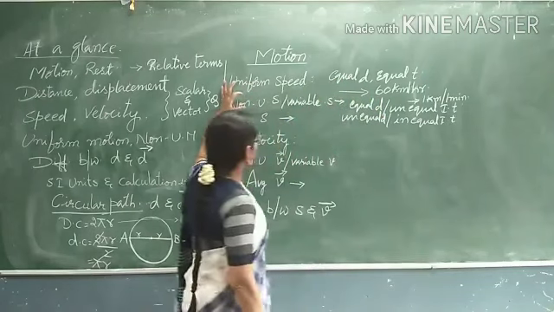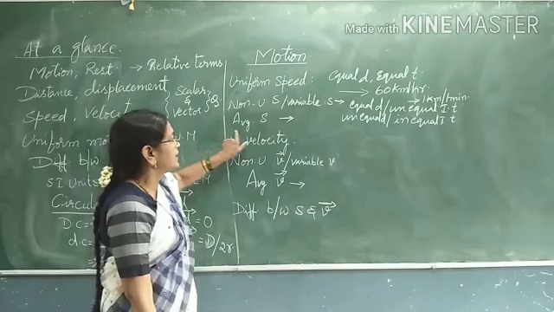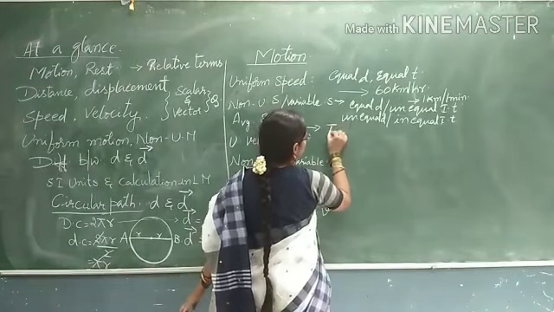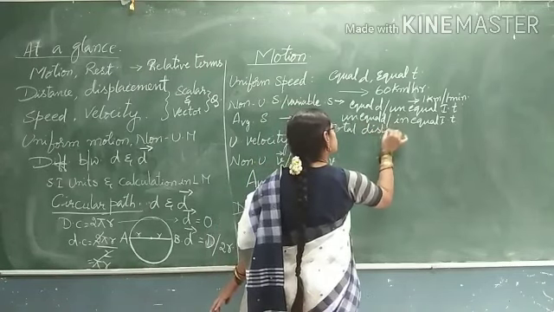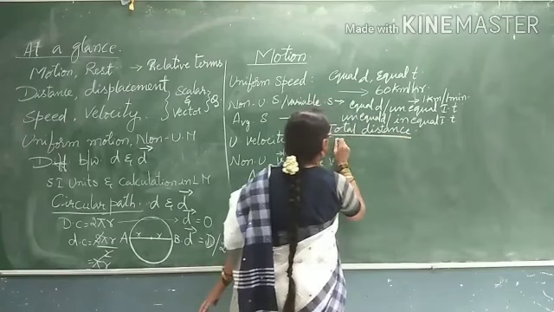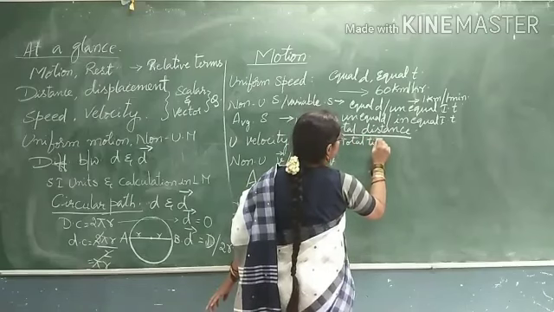But in the case of non-uniform speed or variable speed, how will you calculate the average speed? Average speed is equal to the total distance covered by a moving object divided by the total time taken to cover it.